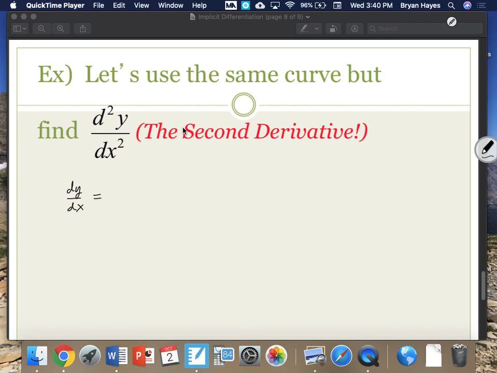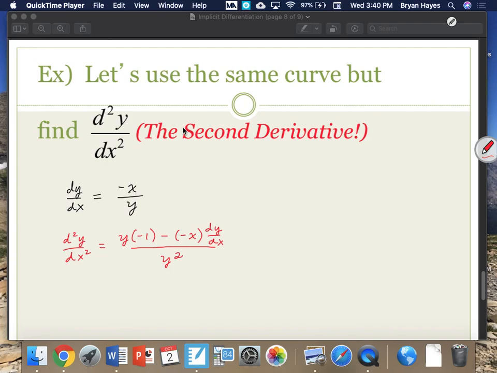So let's see. Our previous one was a negative x all over y. That was our first derivative. So if I do my second derivative, d squared y dx squared, I'm going to have to follow the quotient rule. So I'll go low d high, derivative of negative x is negative 1, minus high d low, all over the bottom squared.